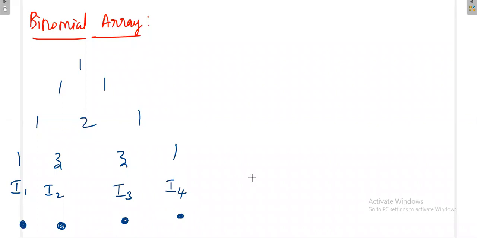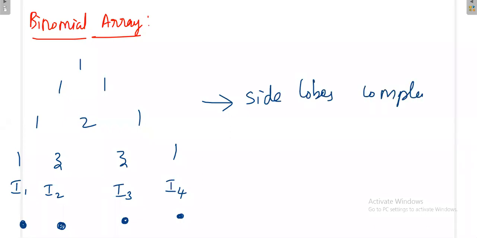If I excite the antennas with this current pattern, then there will not be any side lobes. So to eliminate the side lobes, you have to excite your antenna as per the binomial theorem. Once you do this, side lobes are completely removed. Here they have not mentioned anything about phase, so do not change the phase, only vary the current in this manner, as per the binomial theorem.